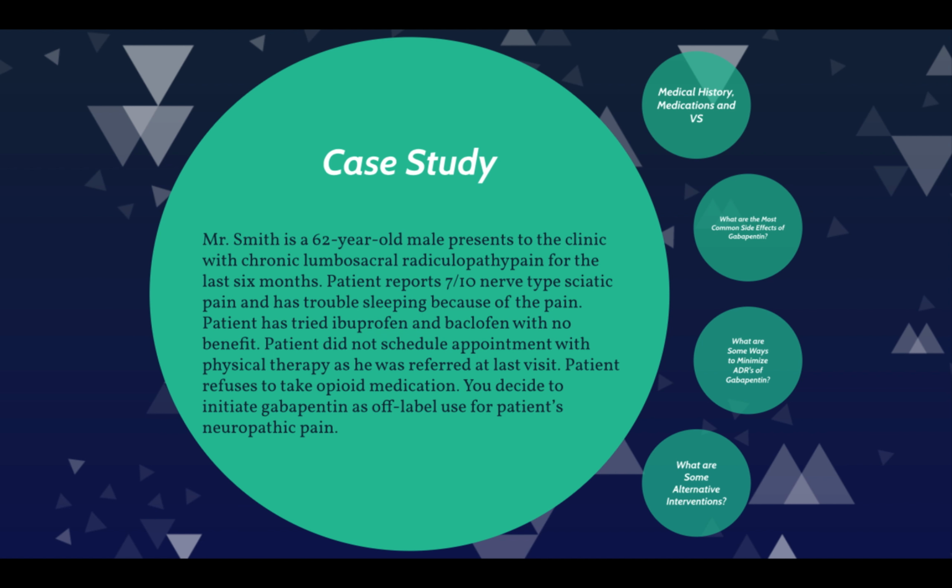He's tried ibuprofen, he's tried baclofen, and hasn't had any relief or benefit from either of those. Although we referred him to physical therapy at his last visit with us, he has yet to schedule an appointment. He's also refusing to take any type of opioid medications. So, looking through my list of medications and seeing what was best for my patient, I've decided to go ahead and initiate gabapentin as an off-label use for the patient's neuropathic pain.